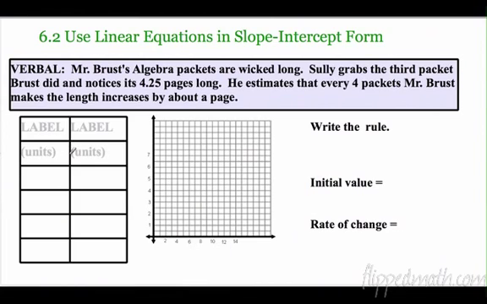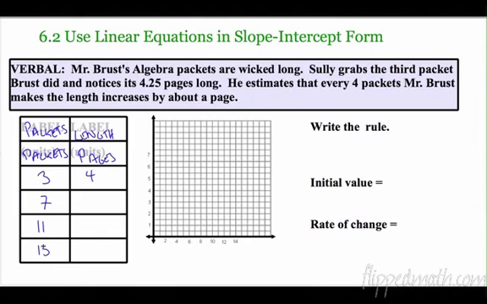All right, so we have a couple things. We have the number of packets, and the unit for packets is packets. And then we have length, and we measure the length of these packets by pages. The first one I noticed was the third packet, and it was 4 pages. Now it says Brust makes the length increase about a page every 4 packets. So 4 packets from now, it's going to be 7 packets, 11 packets, and 15.